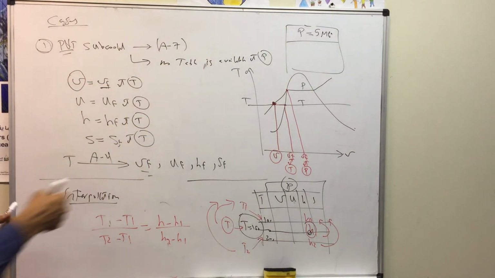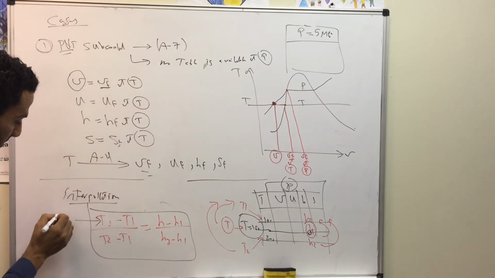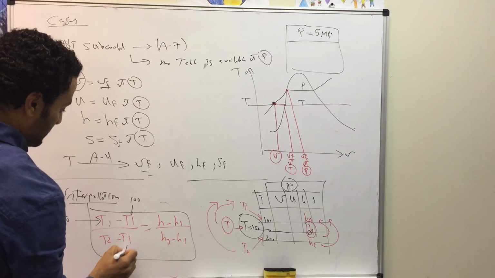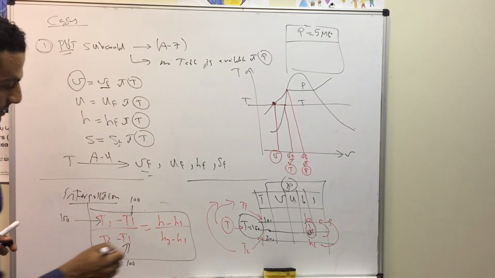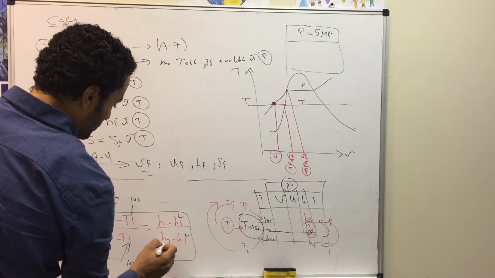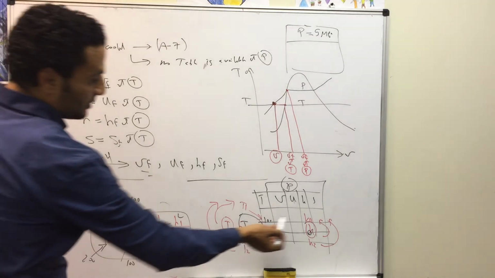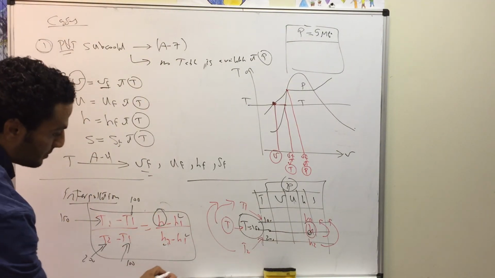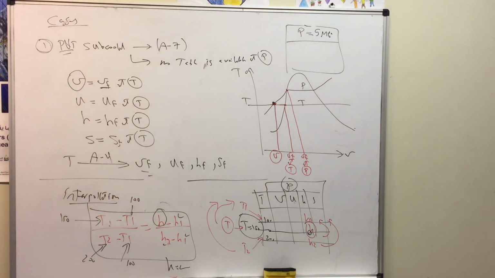For this example, the T that we need to calculate at is 150. T1 is 100, and T2 is 200, and H1 and H2 are read from the table. At T1 we have H1, and at T2 we have H2, and from this equation we can calculate the value of H. And this is what we call interpolation.